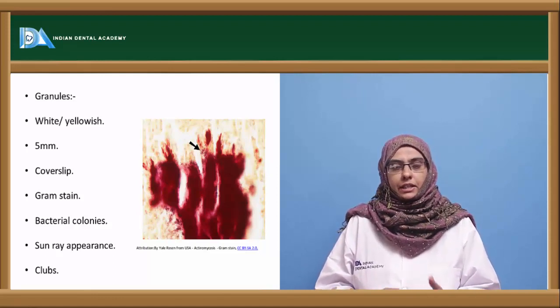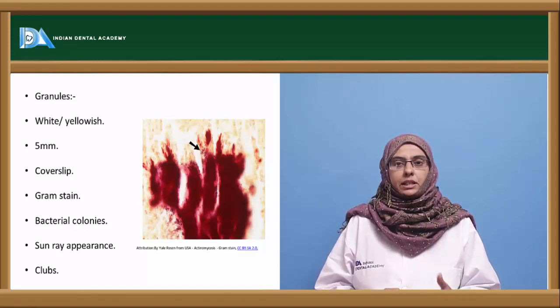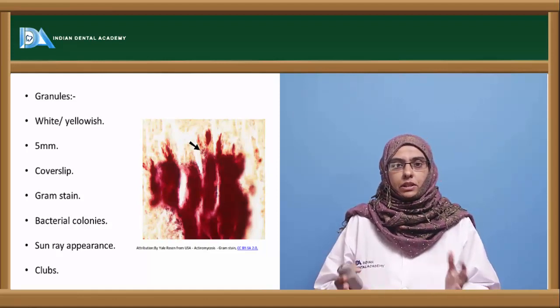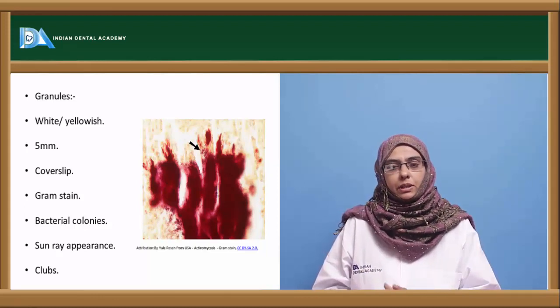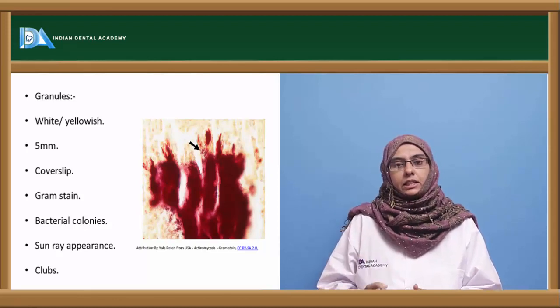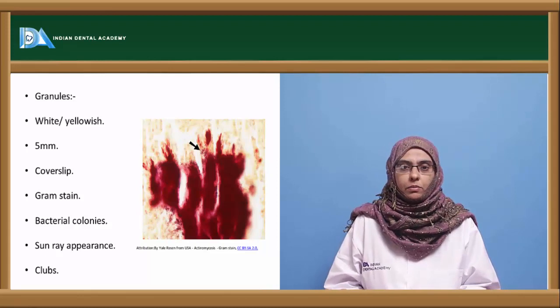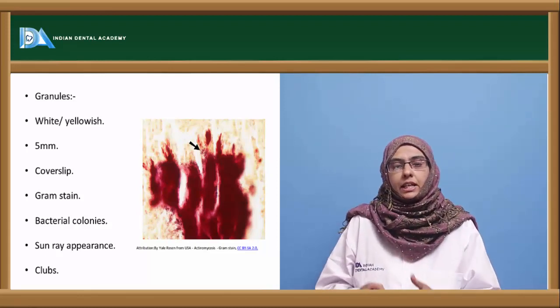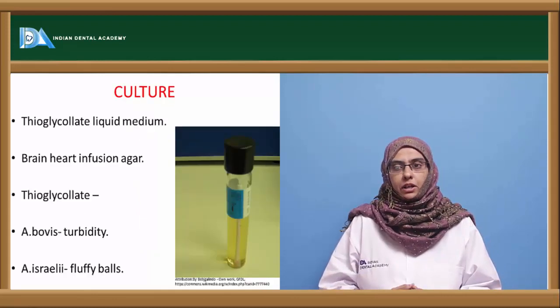Here, the characteristic feature under the microscope is that they appear as thin gram-positive filaments surrounded by radiating club-shaped structures, giving an appearance similar to sun rays. The clubs seen under the microscope are thought to be due to the antigen-antibody complex. Irrespective of the cause, the sun ray-like appearance under the microscope helps in identifying the organism.